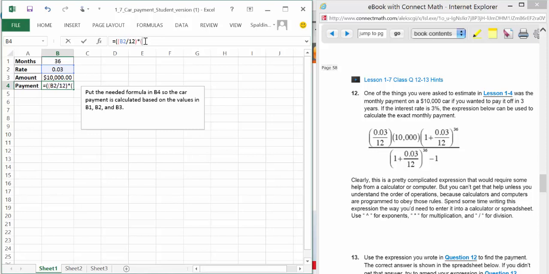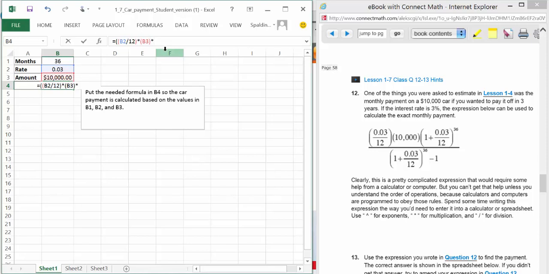Well, actually, I don't want to hit 10,000. Parentheses, this is the cost of the car, and I want to be able to change that if I want to in my formula in Excel. So I'm going to click on 10,000, and that's going to type in B3. So whatever I put into B3, that's going to be that cost of the car. I can change that if I want.